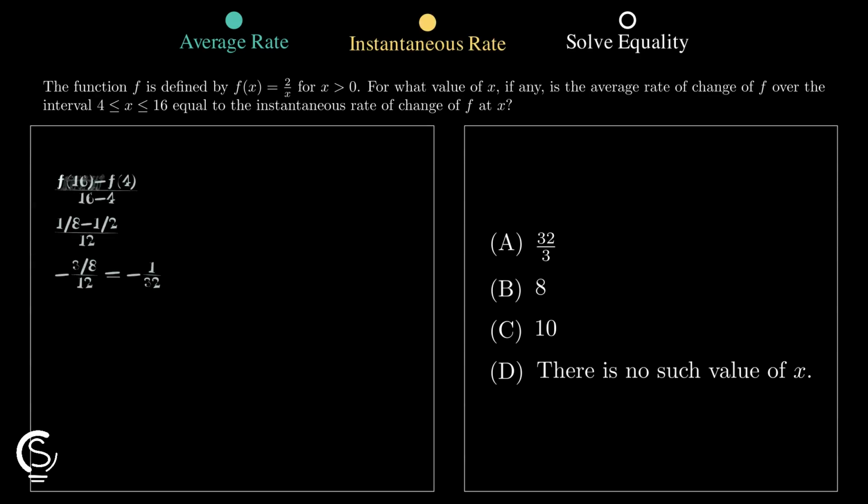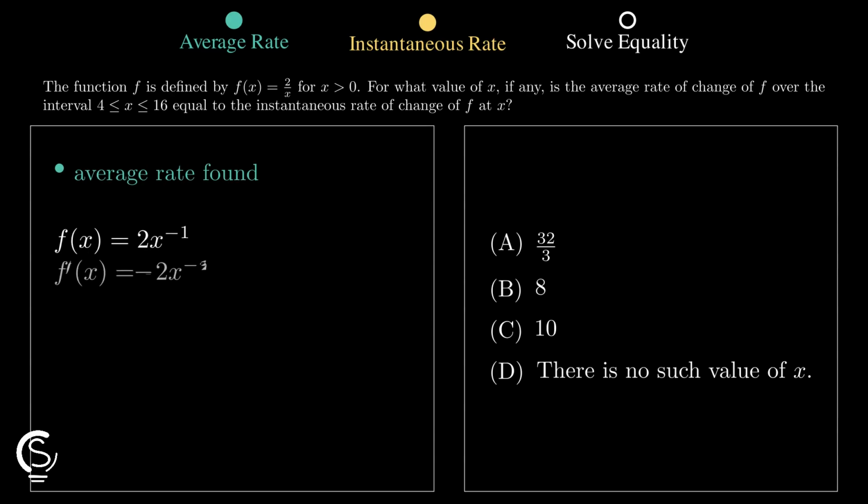Next, determine the instantaneous rate of change by finding the derivative of the function. This gives us the slope of the tangent line at any point x, so let's go.